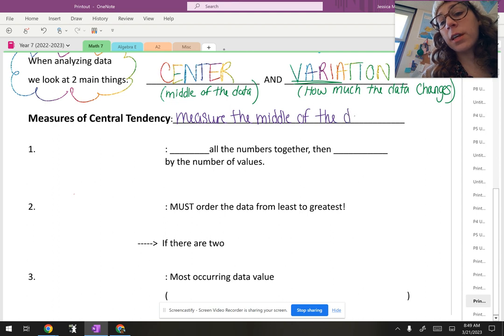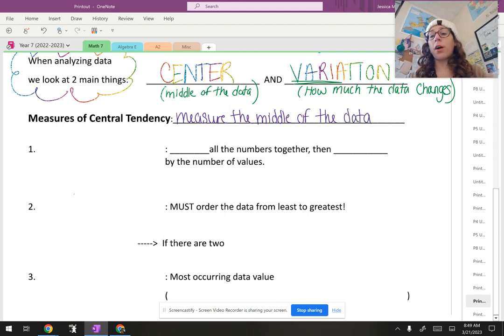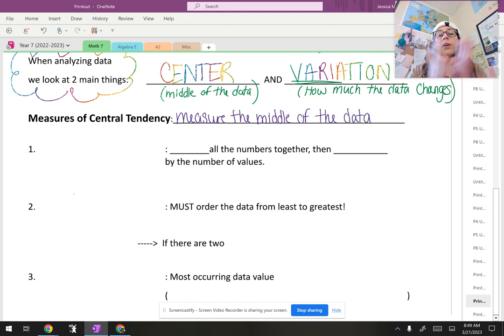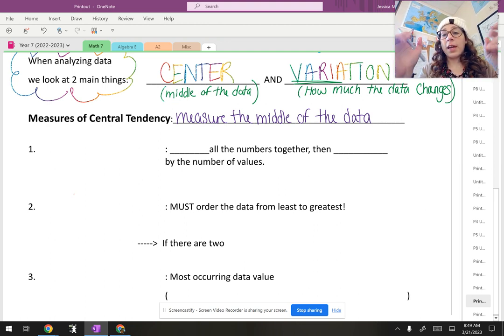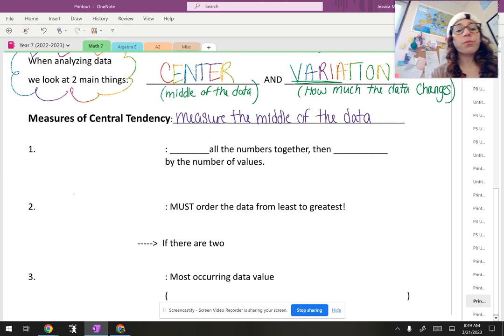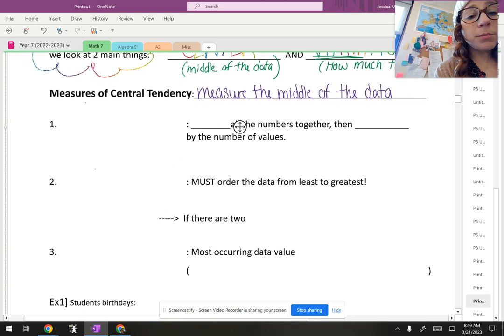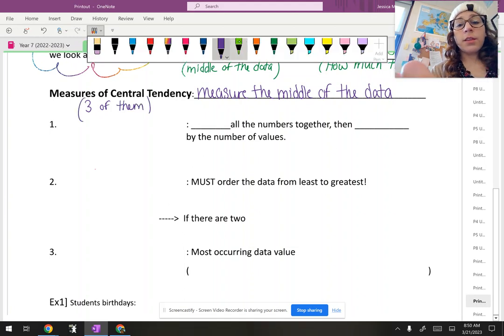So that's like your grades at school. It's taking a whole list of numbers, and instead of looking at a list of 100 numbers, it's giving you one number that's supposed to represent that whole list of numbers, aka the middle of the data. There are three measures of central tendency that I'm sure you're familiar with. They all start with M.